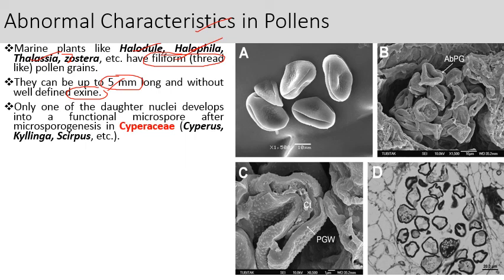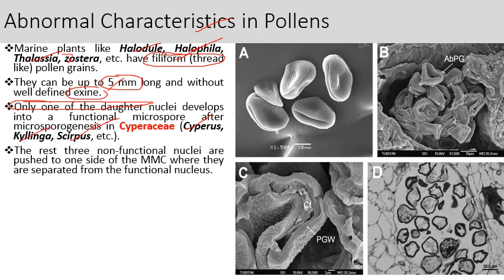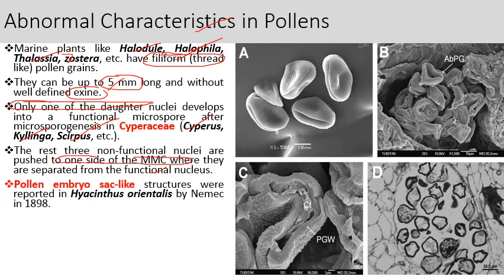Then there are some families in which, after microsporogenesis, only one microspore is functional. Only one of the daughter nuclei develops into a functional microspore. In the event of microsporogenesis in Cyperaceae, such as Cyperus and Kyllinga, Scirpus, only a single nucleus remains functional. The remaining 3 non-functional nuclei are pushed to one side of the microspore mother cell, where they are separated from the functional nucleus.